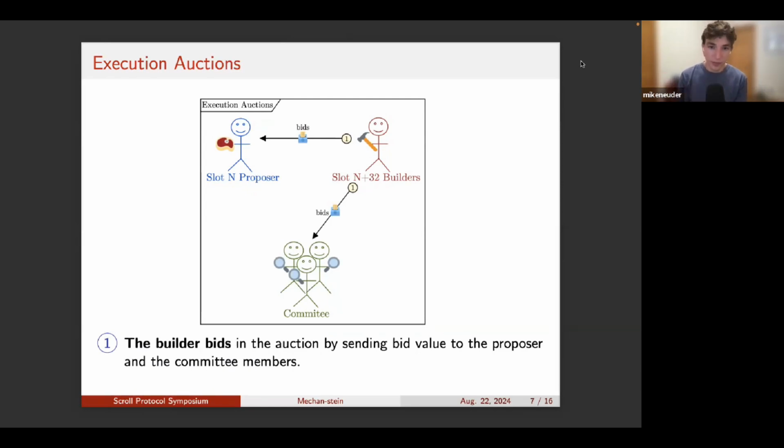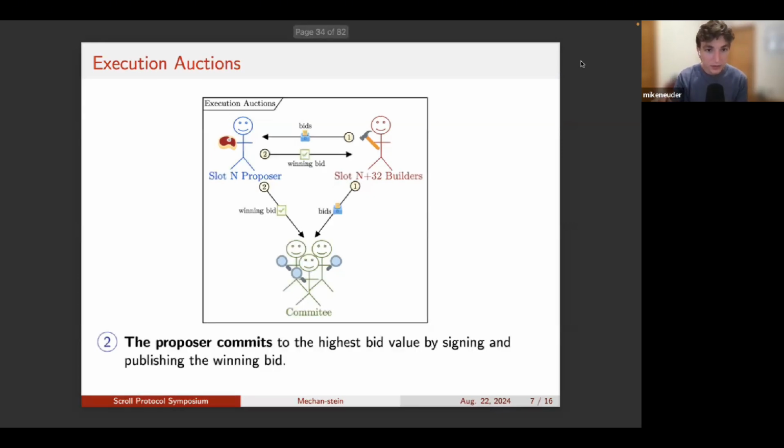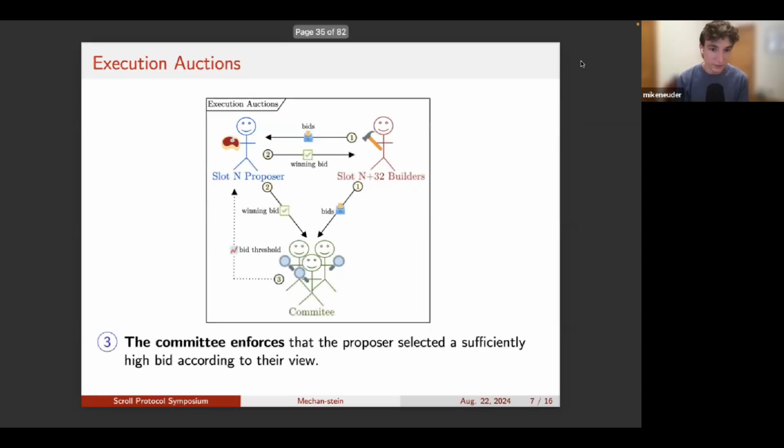And that's kind of it. That's all I'm saying when I send a bid in this auction. Again, the proposer does this winning bid commit process, and the committee enforces the bid threshold in the exact same way that we described before.